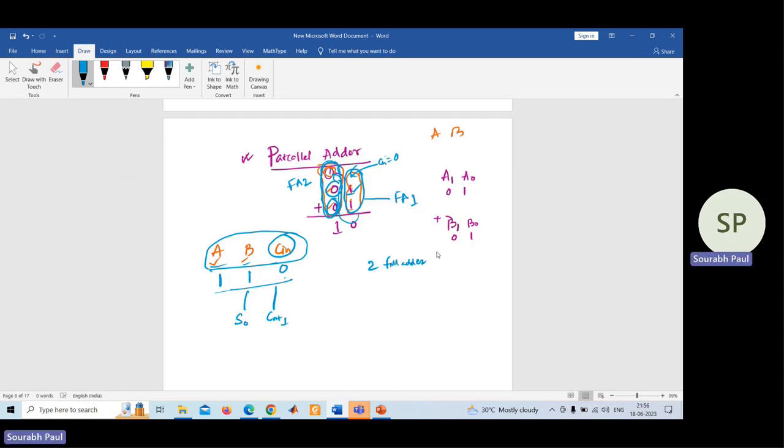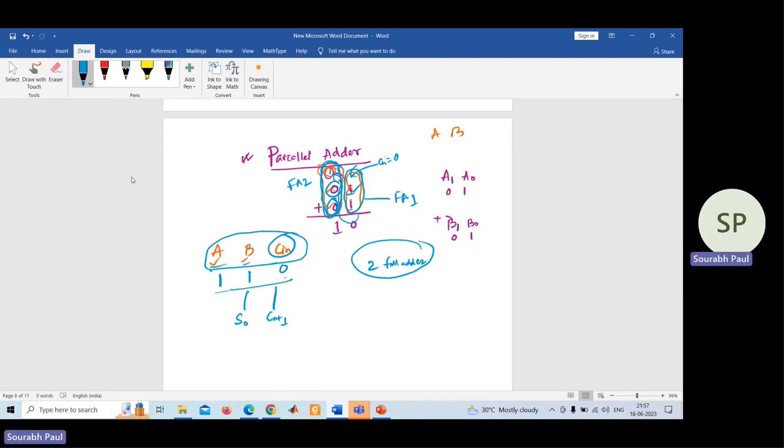Now the question is how to determine how many full adders you need to use. That depends on how many bits are there in each of the numbers given for the addition. For this particular problem, two numbers are given and each number has two bits, so you need to use two full adders to implement this parallel adder. So what I said, how many full adders you need to use in the parallel adder depends on how many bits are there in each individual number. If you have 2 bits, then you need to use 2 full adders to make the parallel adder.